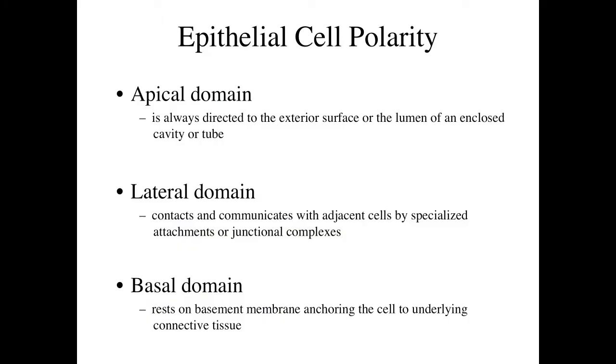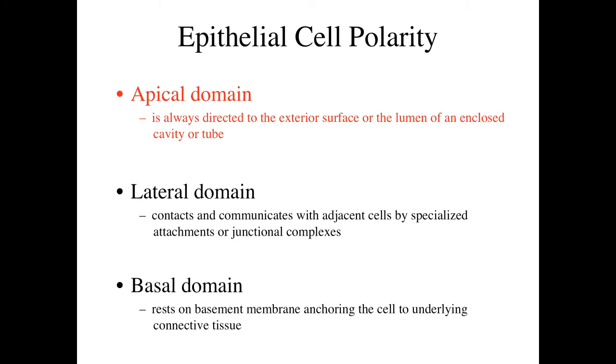Epithelial cells have polarity. There's an apical domain, which is always directed to the exterior surface or luminal surface if we're talking about an enclosed cavity or tube. There's a lateral domain where the cells contact and communicate with each other. There may be specialized attachments or junctional complexes between adjacent epithelial cells. And then there's a basal domain where the cells rest on a basement membrane, and there may be specialized structures that anchor these cells to the underlying connective tissue.